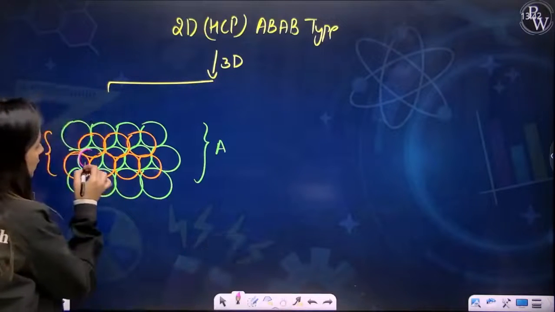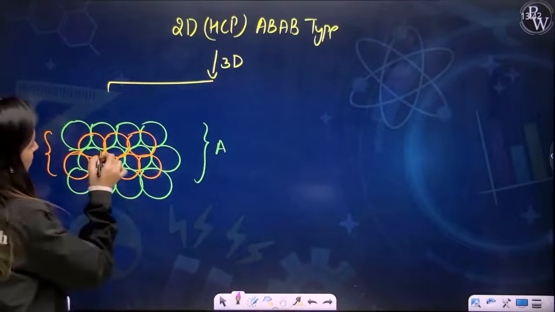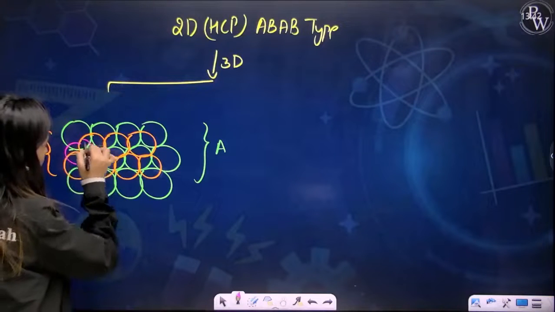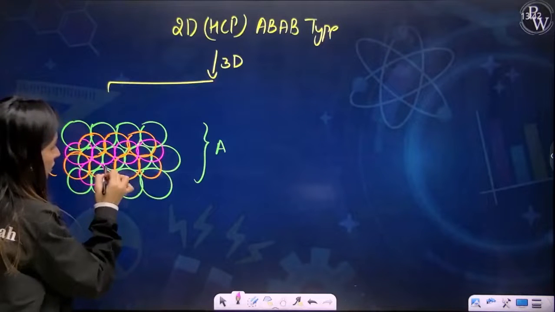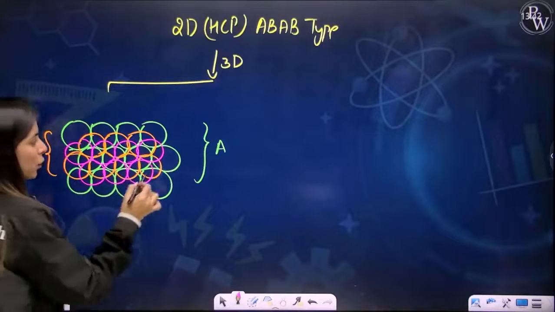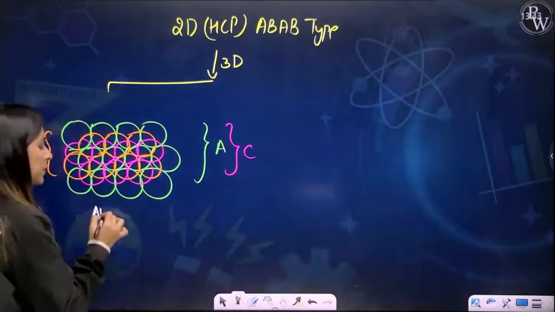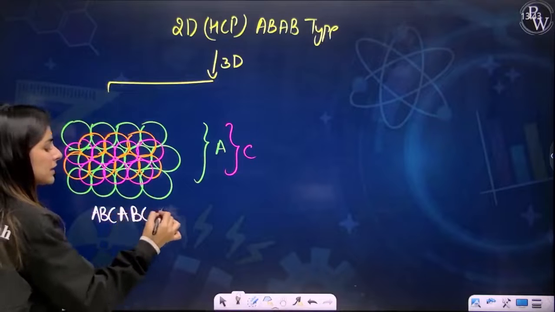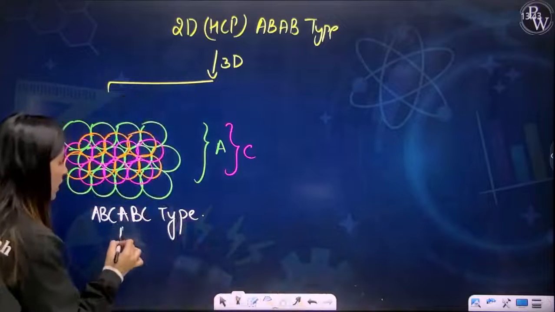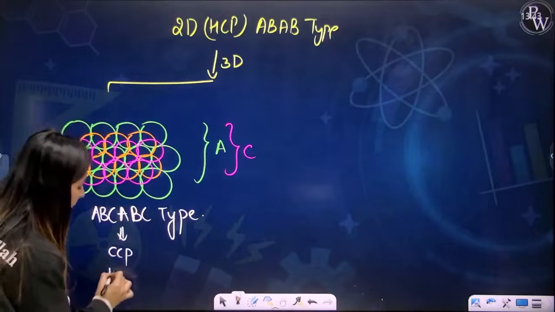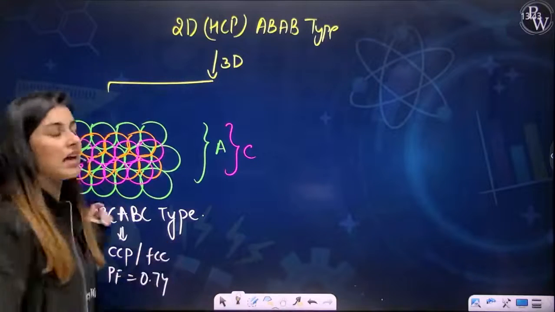And that actually covers these atoms. It covers your octahedral voids. This is your C layer. So the layering here is your A, B, C type. Okay. And this type of layering gives rise to, my dear students, your CCP structure. The packing fraction is 0.74. You can say CCP or you can say FCC.